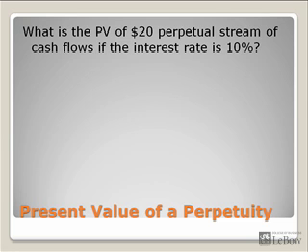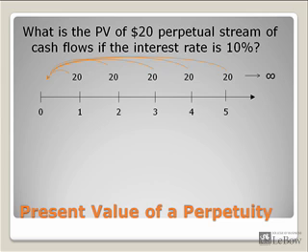What is the present value of a $20 perpetual stream of cash flows if the interest rate is 10%? Well, let's look at that graphically. What our cash flows would look like is a continuous timeline that would continue forever, and we would have $20 cash flows occurring every period. What we want to do is bring all of those cash flows back to the present, back to time zero, and find their value. So how are we going to find the present value of an infinite stream of cash flows?